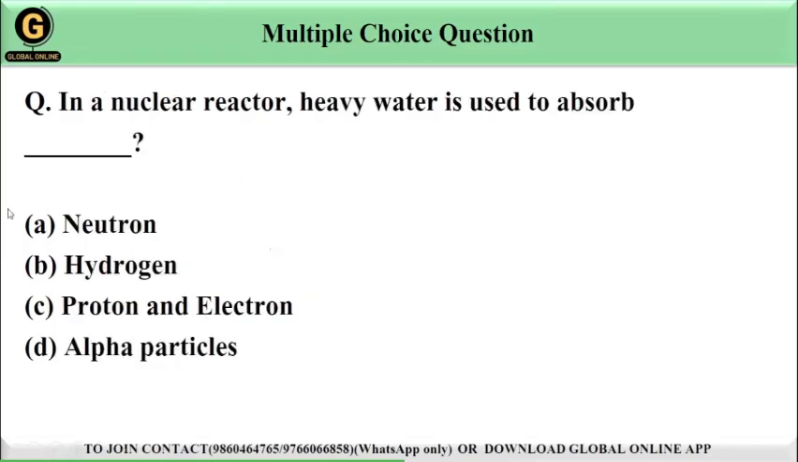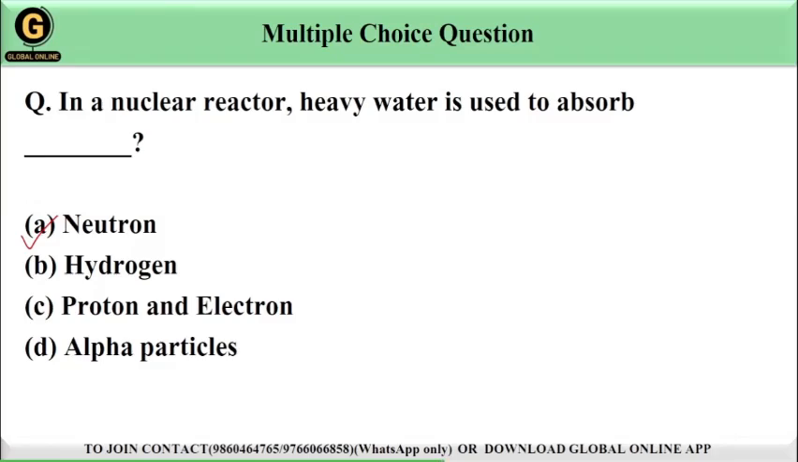In a nuclear reactor, heavy water is used to absorb... Options are given: neutron, hydrogen, proton and electron and alpha particles. The correct answer for this question will be option A, neutrons, because heavy water, that is D2O containing deuterium, is used in nuclear reactors to absorb neutrons.